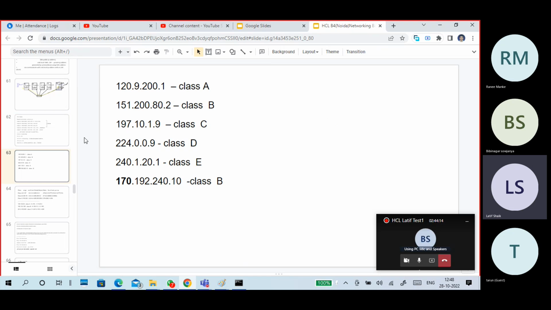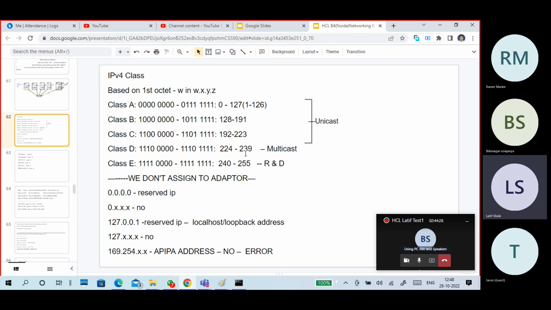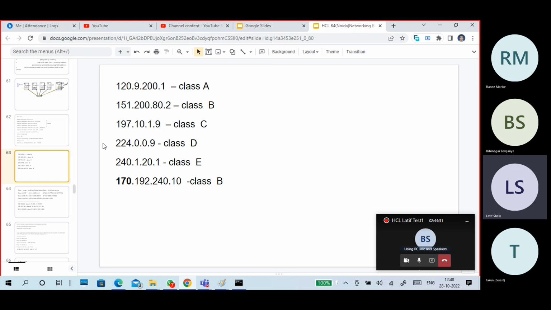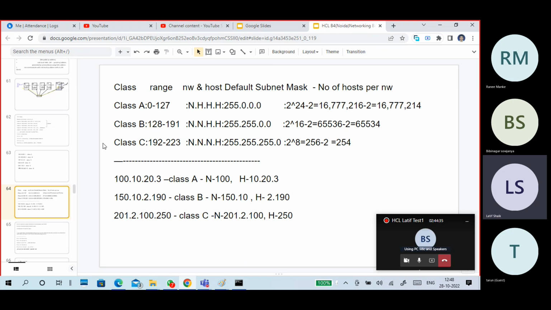Okay. So how to recognize which class of IP address it is, class A, class B, class C or class D? See the first octet of an IP address and compare it with the class ranges, then we can recognize it. Already we have done that exercise, then we'll go for here.